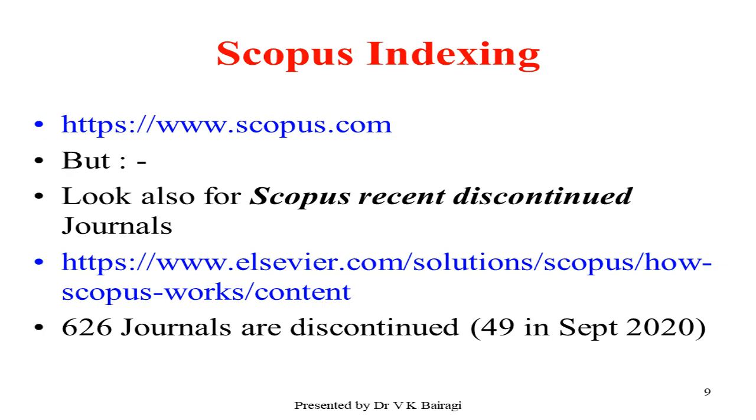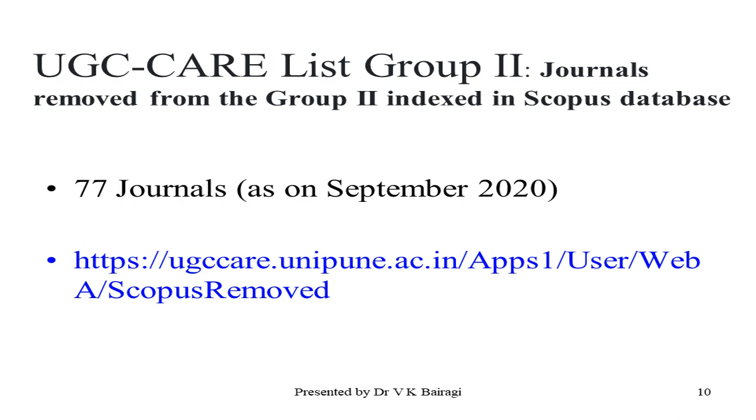There is a list of 626 journals which are discontinued from the Scopus database. Recently, in September 2020, Scopus removed 49 journals from its database. Considering author complaints about few Scopus indexed journals not following standard publication practice, UGC CARE has published a list of journals which are removed from the Group 2 indexed Scopus database.